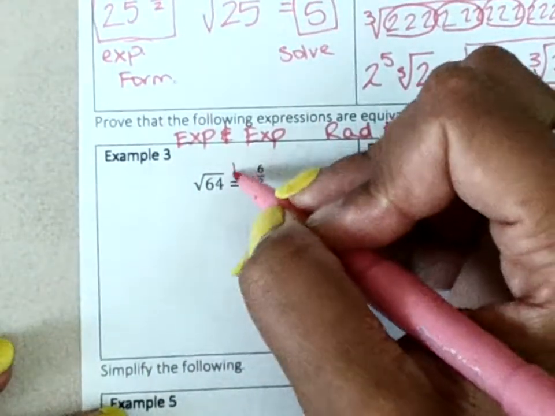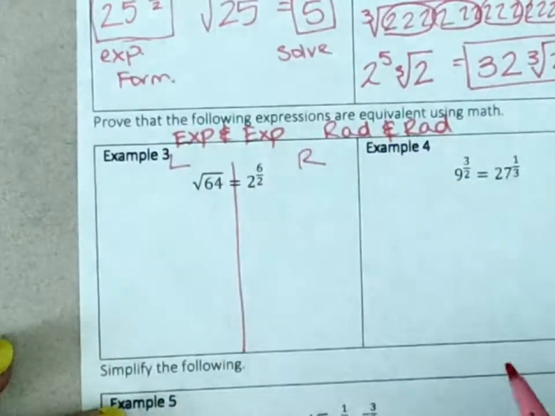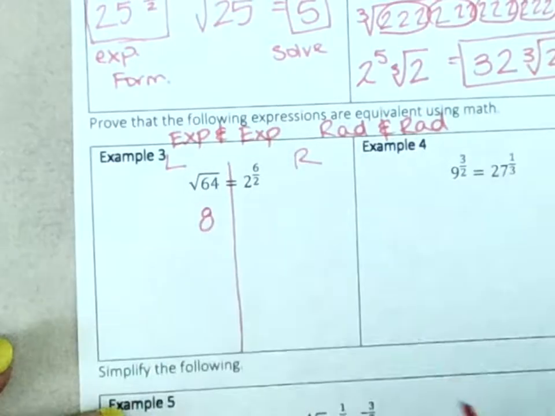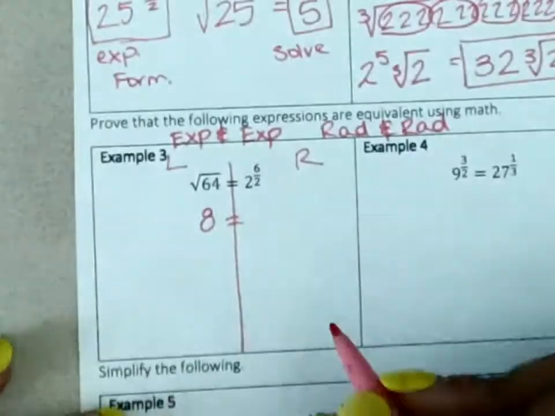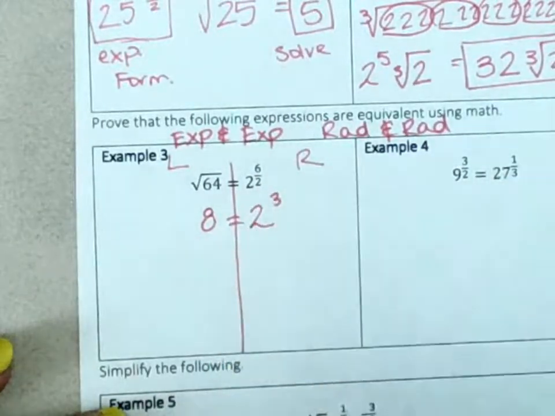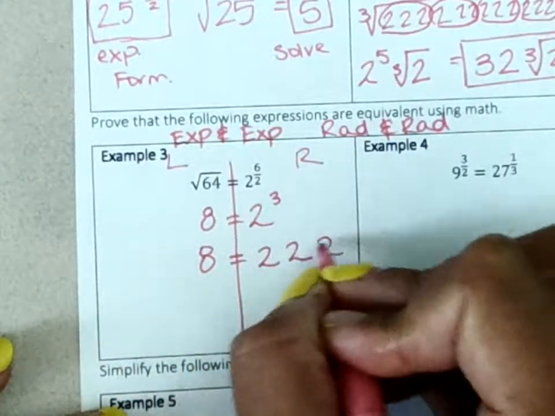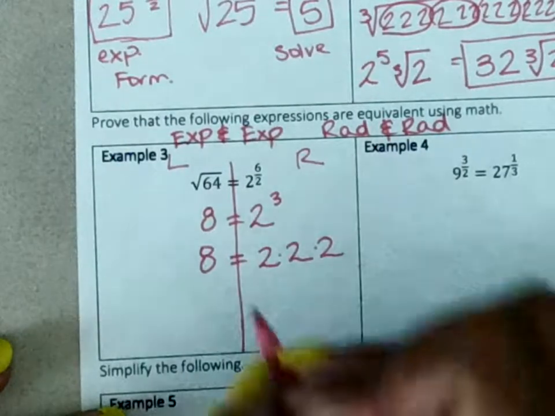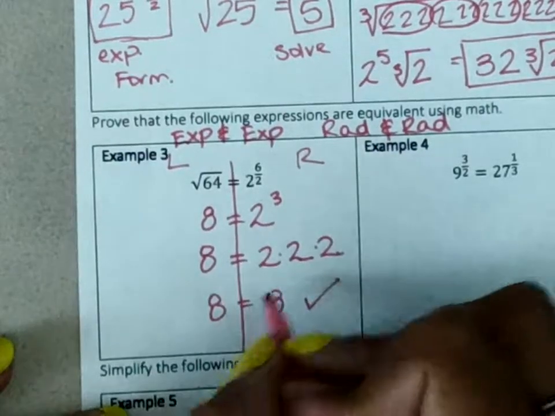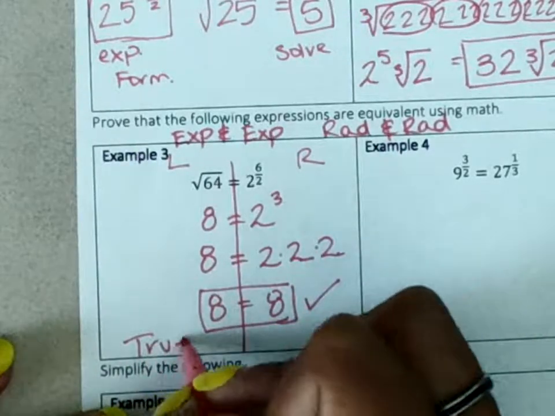So I'm just going to draw a line down the middle so that we keep in mind that we're trying to see if the left side equals the right side. We know that the square root of 64 is just 8, so there's not a whole lot we have to do for that side. 2 to the 6/2 can be simplified to 2 to the 3rd. And 2 to the 3rd, I'm going to just keep bringing my 8 down, can be expanded to 2 times 2 times 2. And I know that 2 times 2 times 2 gives me 8. So yes, the left side equals the right side. This is true.